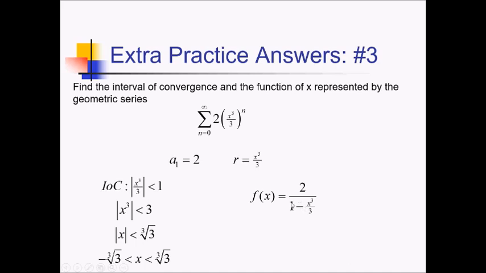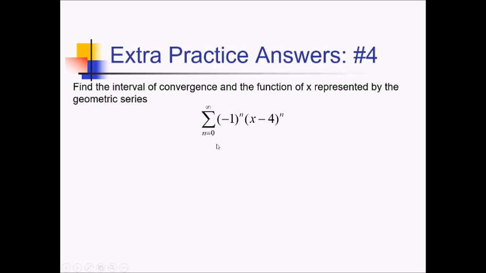So I can think of this as 3 thirds minus x cubed thirds, which is just going to be 3 minus x cubed all over 3. And now I'm just going to multiply by the reciprocal. So I've got 3 over 3 minus x cubed times 2. So that's going to be 6 over 3 minus x cubed for my final simplified answer.